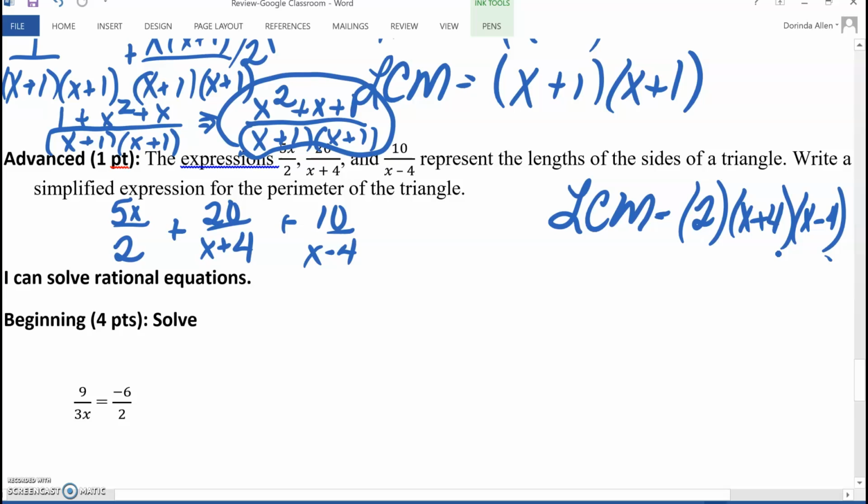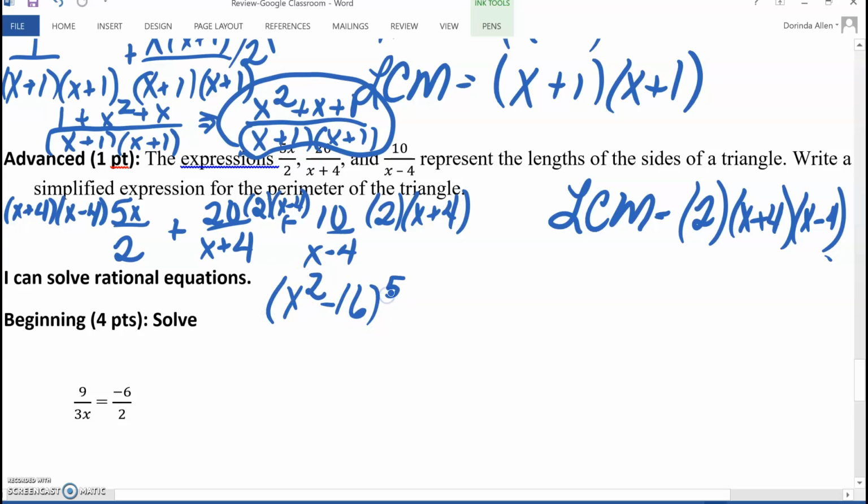So this has a 2, so to get it to look like that, I need an x plus 4, x minus 4. This one needs a 2 and an x minus 4, and this one needs a 2 and an x plus 4. So if I multiply x plus 4 and x minus 4, I'm going to get x squared minus 16 times 5. You can work that out.